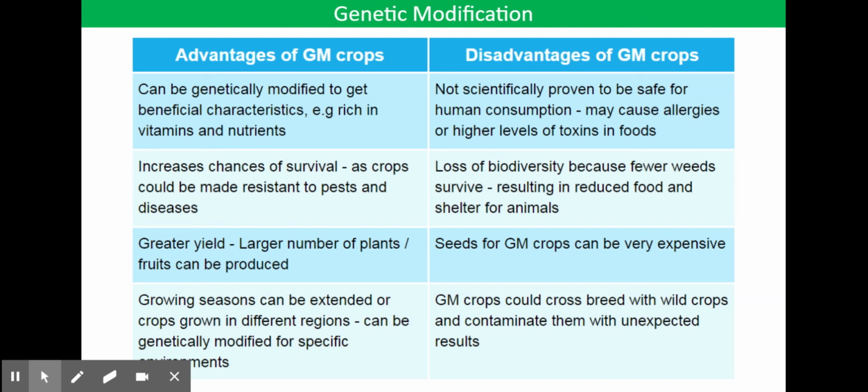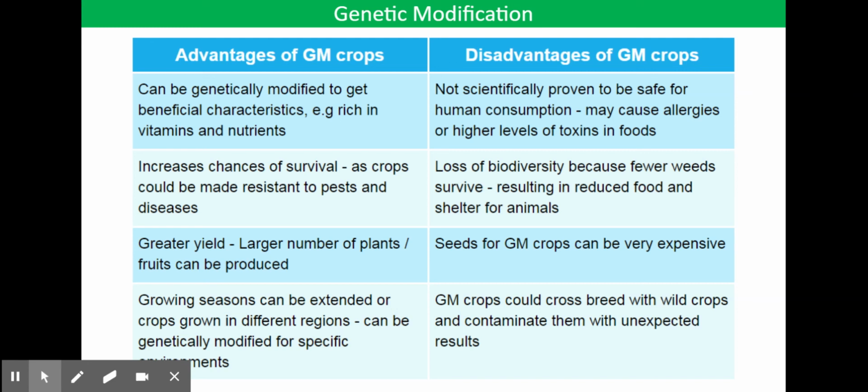Now, there are a wide range of different advantages and disadvantages of genetically modified crops. So obviously, genetically modified crops are going to have beneficial characteristics. So they might have greater vitamins or nutrients in them. They might have increased chances of survival against things like pests and disease. They might have a greater crop yield, which is obviously going to yield more financial benefits for the farmers. And it might be that they can grow in multiple different seasons. So your growing season can be extended, which also will enable a more stable food supply.